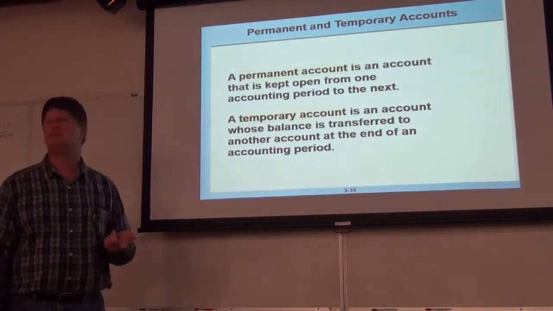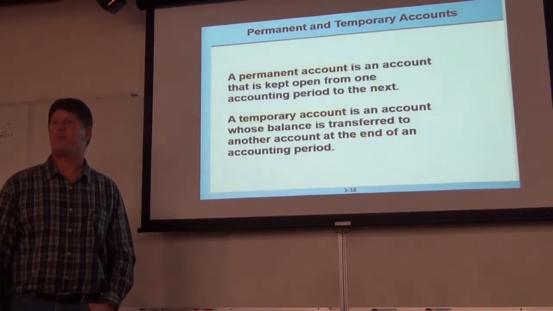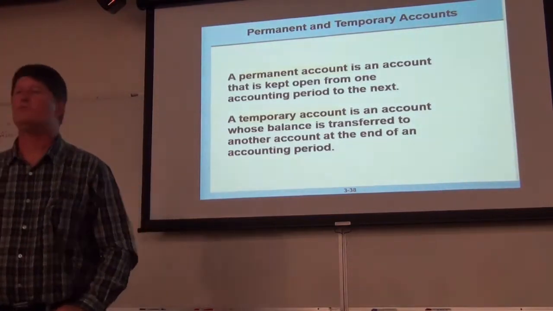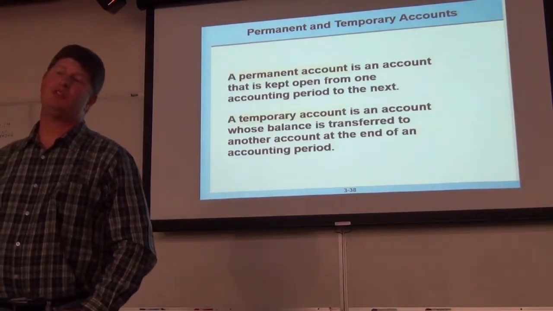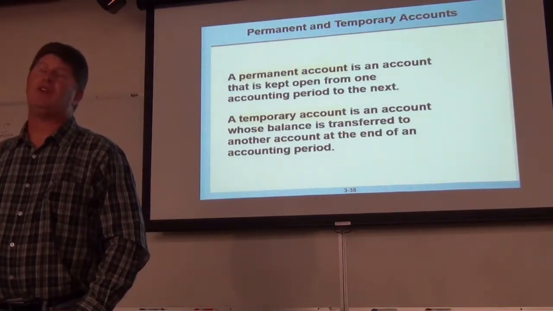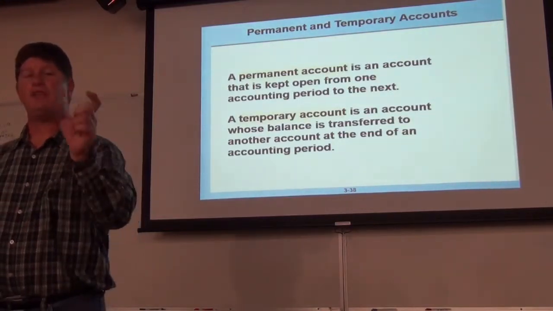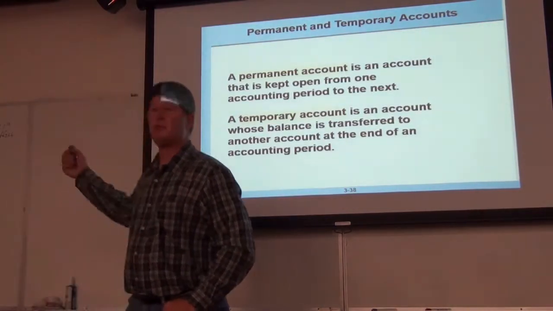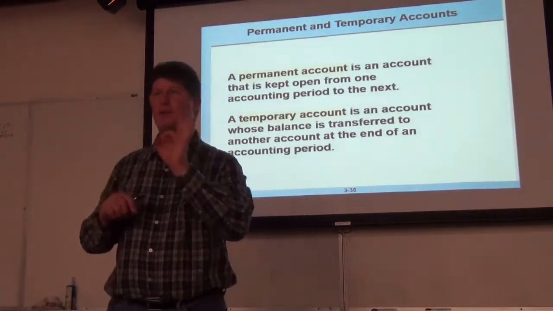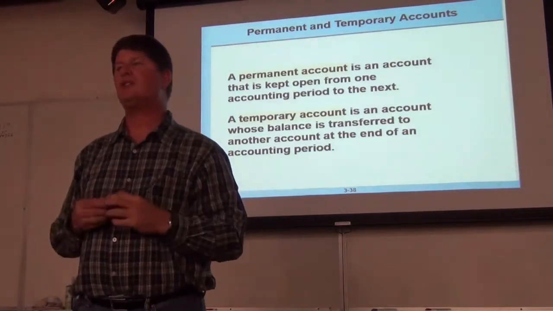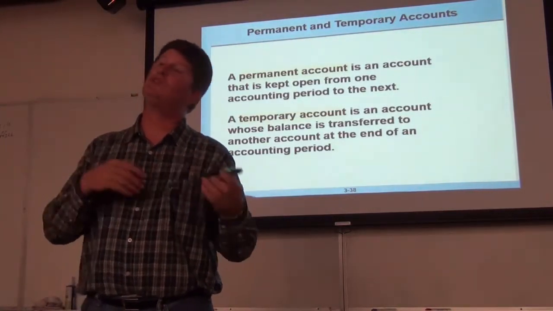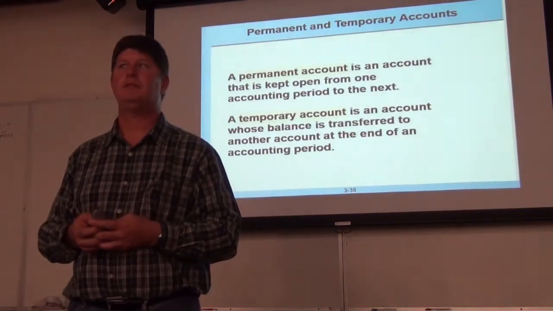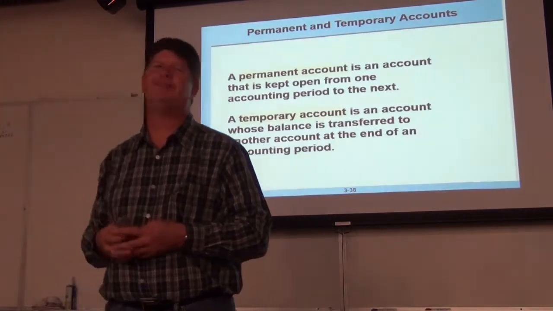Questions on that? Yes? What about something like the prepaid rent? I'm assuming that'll go after the 6 months we've prepaid, so it'll be a temporary. We'll get into that as we do chapters 4 and 5. But if I prepay 6 months worth of rent, every month I use up a little piece of it, right? So every month we'll do like we did with the supplies and we'll reduce the balance until it becomes 0. So it doesn't just go away because of time, it goes away because we use it up. Okay? Other questions? Yes? No? Okay.